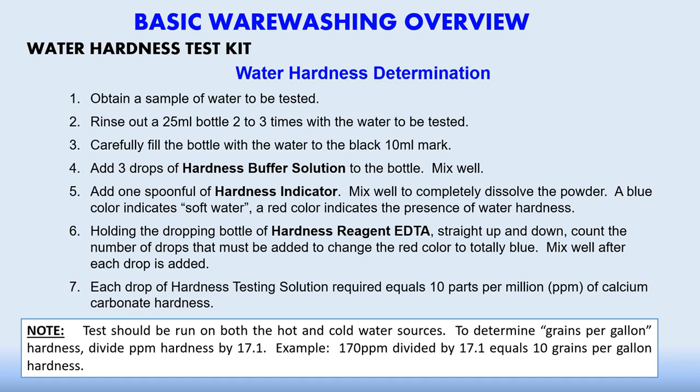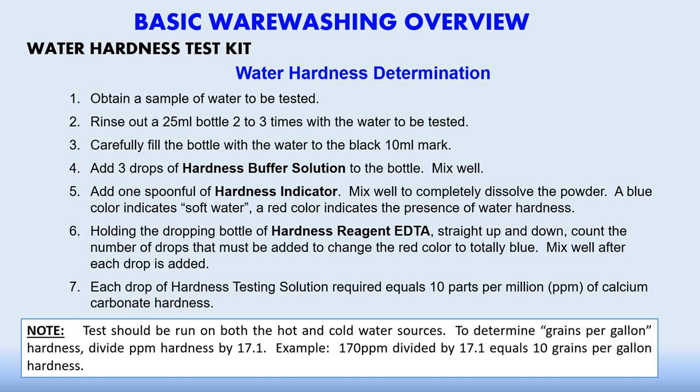This is what an example instruction card would look like inside of your test kit. Let's take a walk through this to see how the operation works out. First, we obtain a sample of water to be tested. This sample of water should come within the kitchen or the laundry, either out of a sink or a faucet, to be tested.